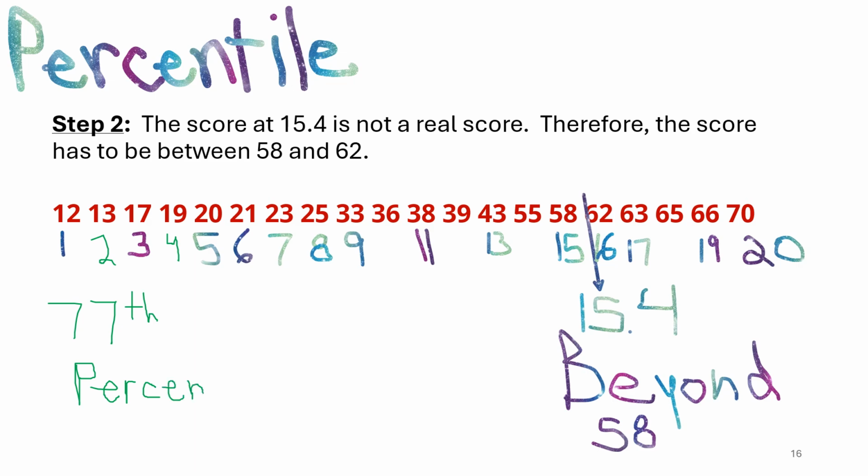So it would make total sense, right? Of course, 77th percentile would be going a little bit more upward. So what are you going to do? You're going to come up here in between 15 and 16 because that was 15.4. So 77th percentile is anyone who made 58 and beyond. And remember, that means that 77% or more of the people scored below you, that would make sense because these are your upper scores: 62, 63, 65, 66, 70.